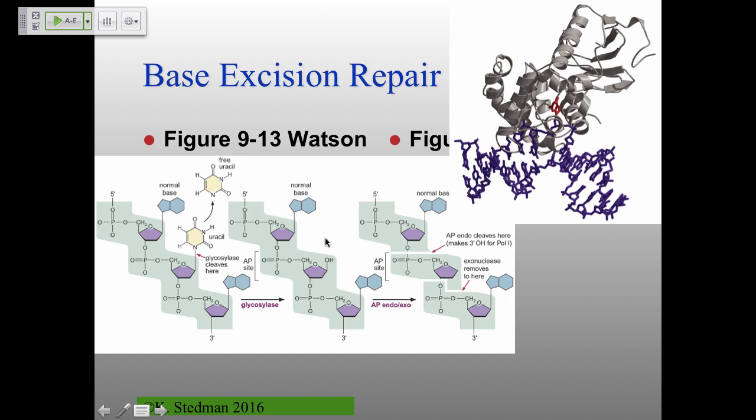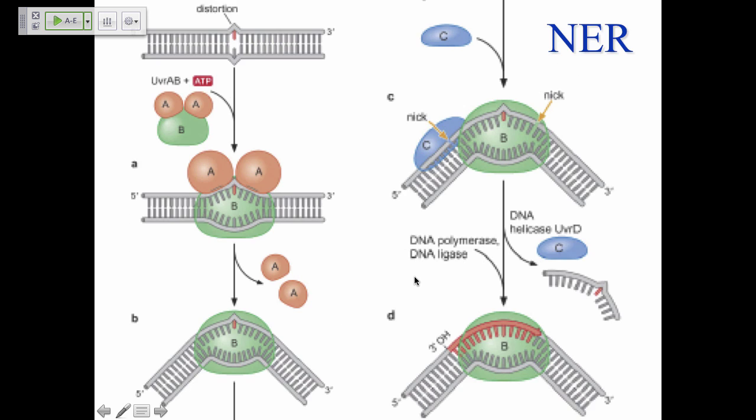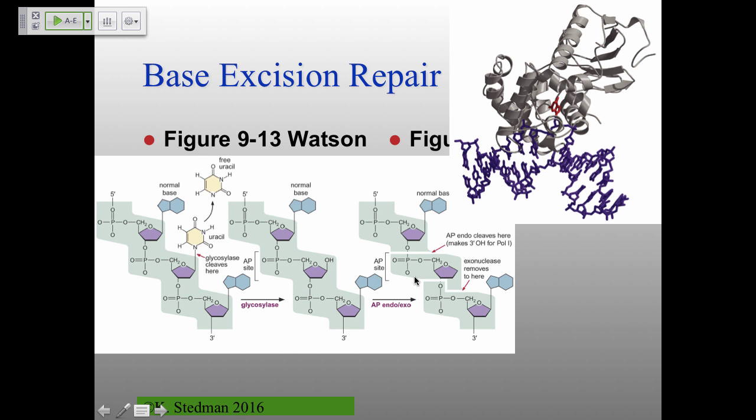AP endonuclease will cut on this side. Your phosphodiesterase will cut on this side. Now this will leave you a 3' OH. The opposite strand has the right template. Your DNA polymerase can fill in here, and the DNA ligase takes place from there. So that's base excision repair.